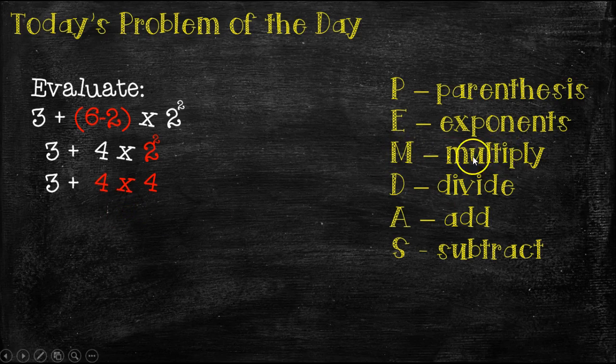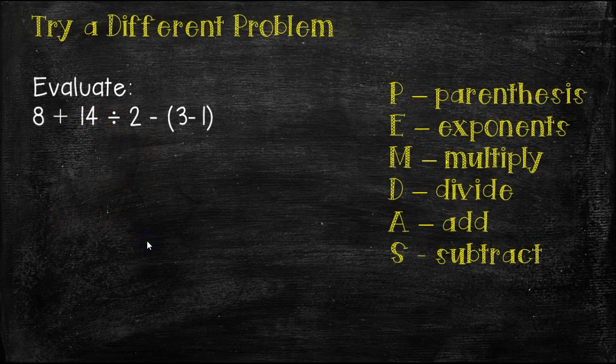Now we know that we're going to multiply next before we would add. So 4 times 4 is 16, and we bring down the rest of the expression we haven't solved. Now the last thing we have to do is 3 plus 16, which equals 19. So we have evaluated the expression, and the answer is 19.